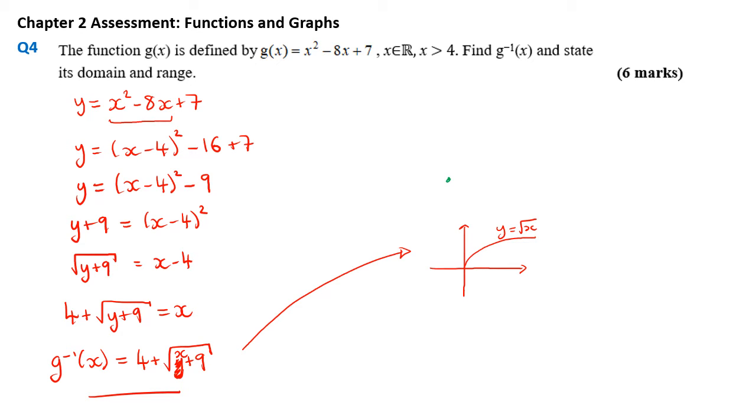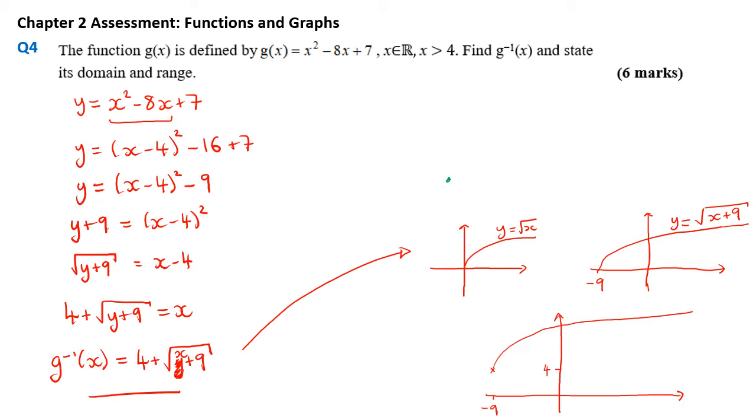So here's my square root graph. I'm going to translate that left by 9. So it looks like that, and now I need to shift it up by 4. Now when I look at this graph, I can identify the domain and range. So the domain can take values above -9. And for the range, the y values are above 4.